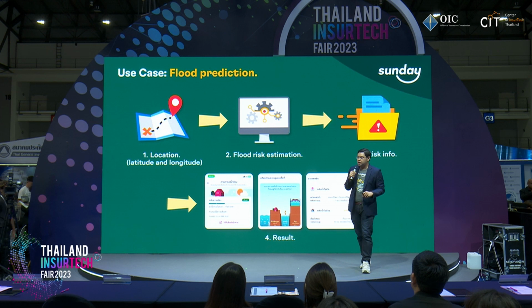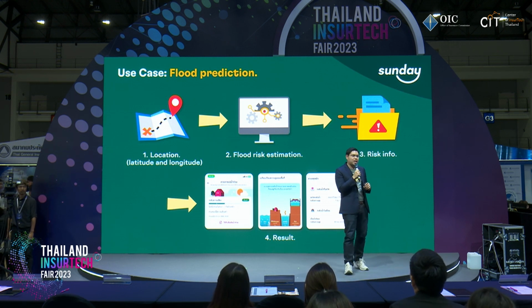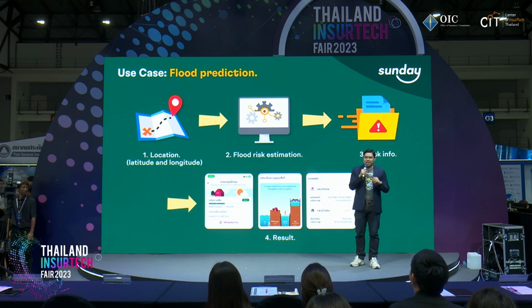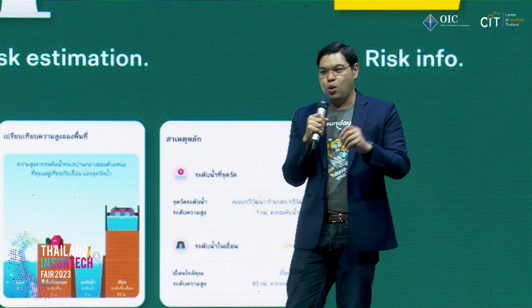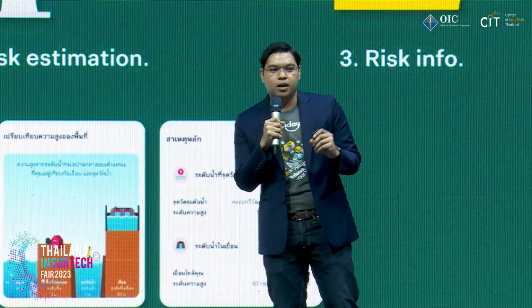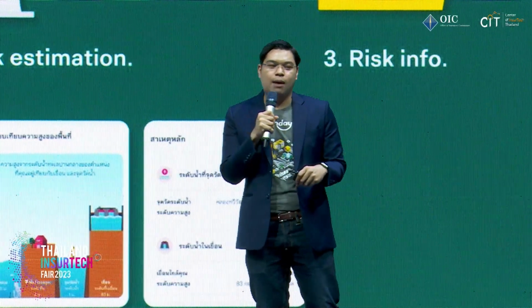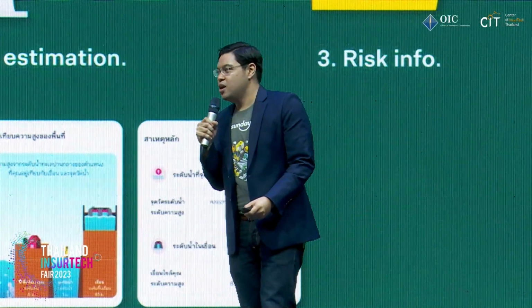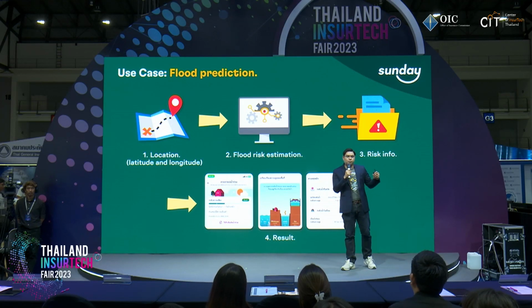First, flood prediction. It is AI to predict floodings, to forecast floodings, notify you 7 days in advance that in your location there will be floodings or not. For example, most recently in Kalasin, we notified our customers 3 days before the real big floodings. How we did it? It's not complex.